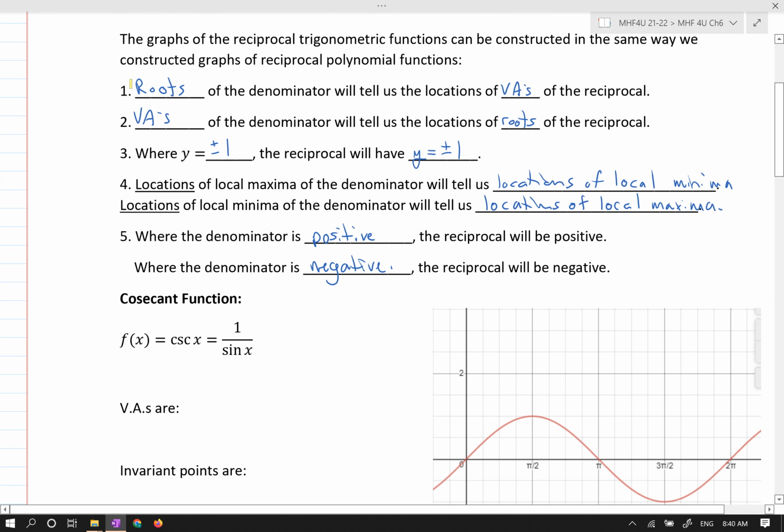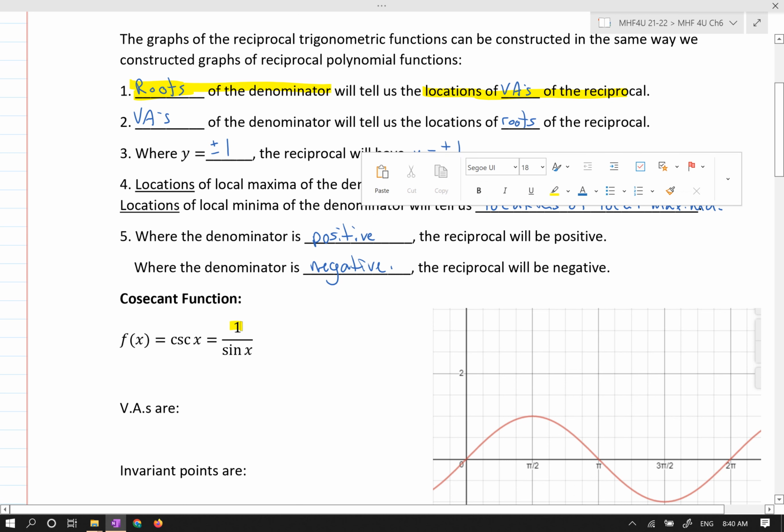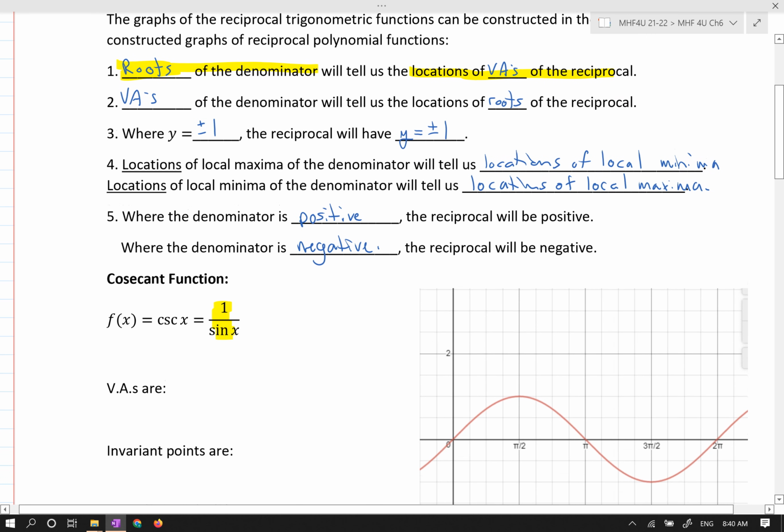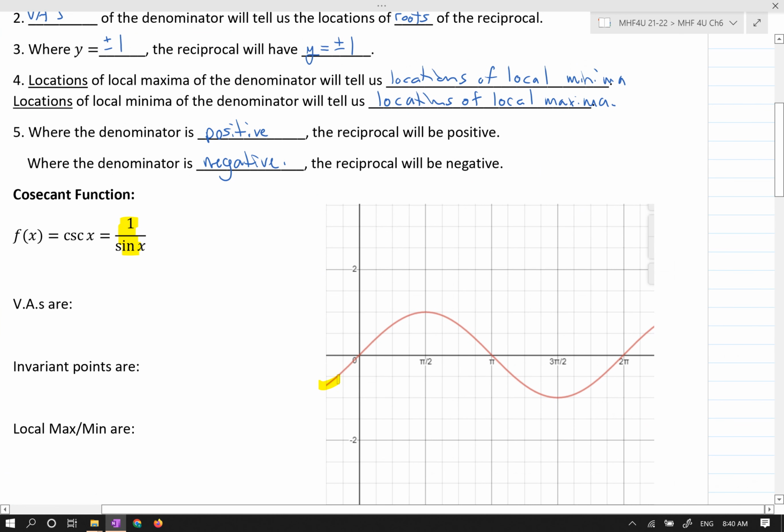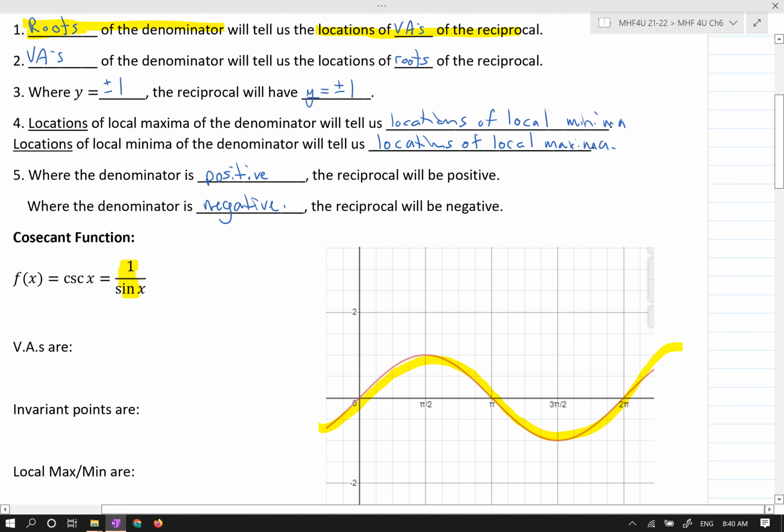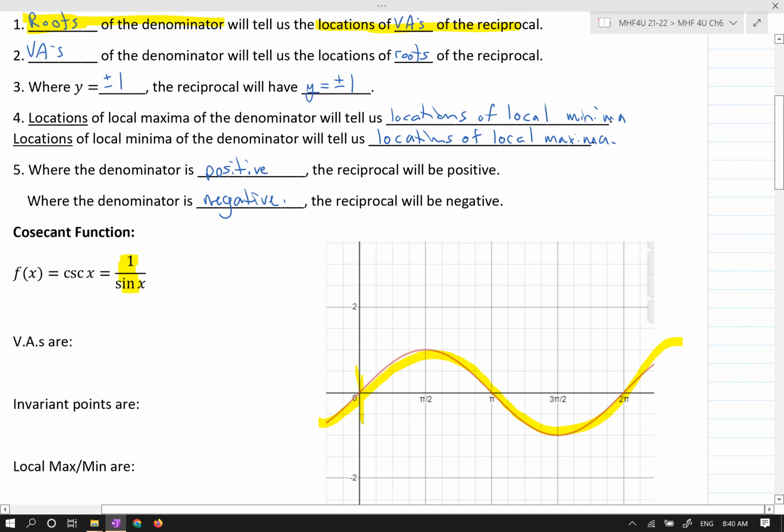So number one, if we find any roots in our denominator, they're going to tell us locations of vertical asymptotes in our reciprocal. Okay, so that means if I have 1 over the sine of x, and so I look at the sine of x right here, that's my denominator, and I'm looking for any roots of my denominator. Well, there's going to be a root here, there's going to be a root there, and in fact, there's going to be a root at every single addition of pi.